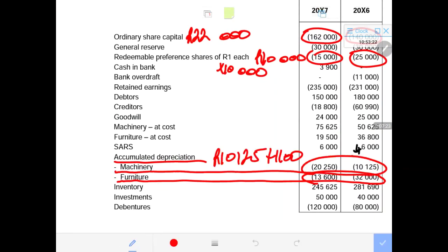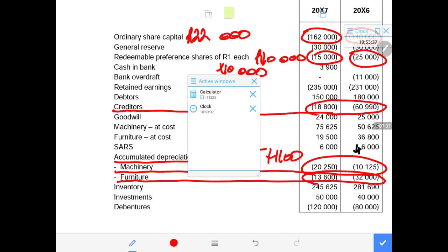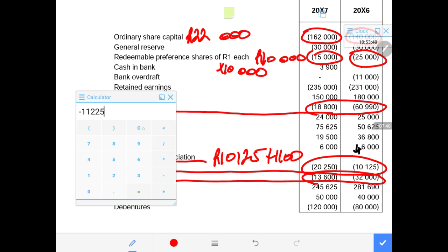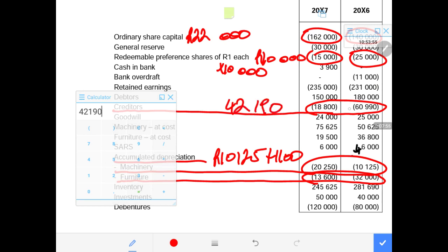Now our creditors, which are trade payables, amount to 60,990 and 18,800 in the current year. They are decreasing. Now we have 60,990 minus 18,800, which is 42,190. The minute creditors decrease, that means we paid them. That is why your creditors, meaning liabilities, are decreasing. Creditors decrease because we paid them.